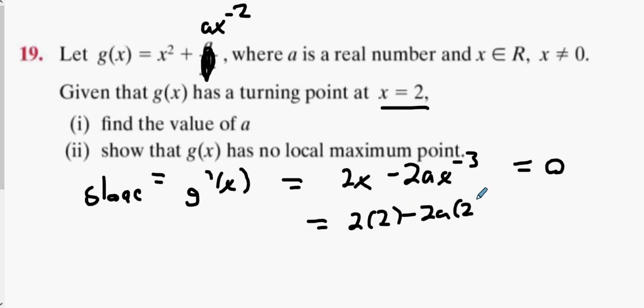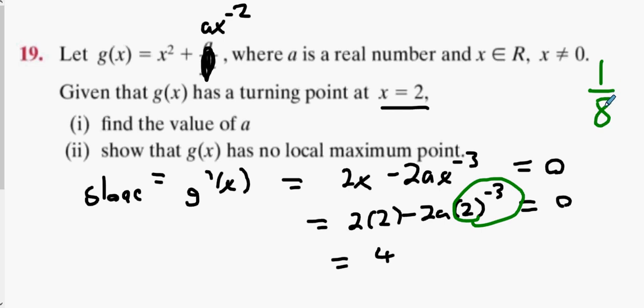Now, what's 2 times 2? 4. What's 2 to the power minus 3? It's 1 over 8. And what's minus 2 multiplied by 1 over 8?